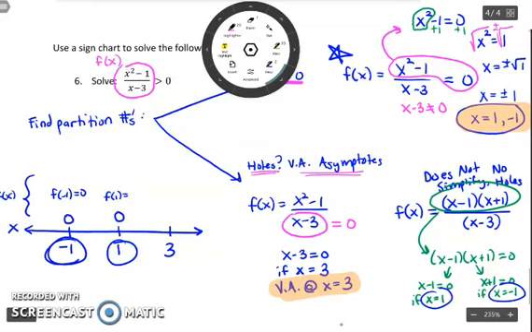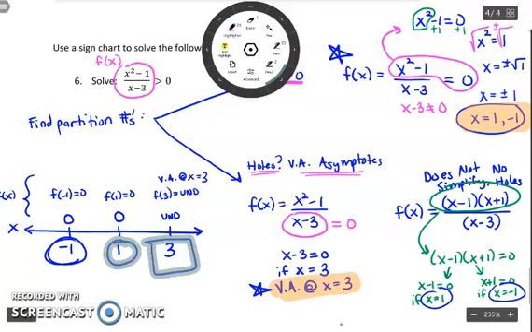But when x was 3, that was my vertical asymptote. That made my fraction undefined. So here I'm just going to write UND for undefined. If I put 3 into my function, I'm going to get something undefined. There's a vertical asymptote right there, at x equals 3.